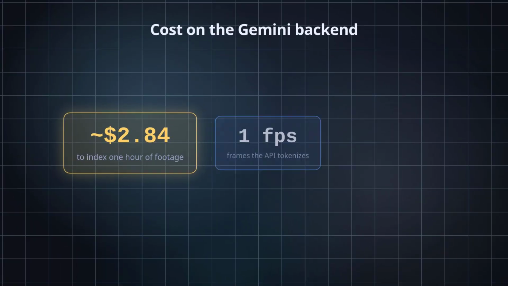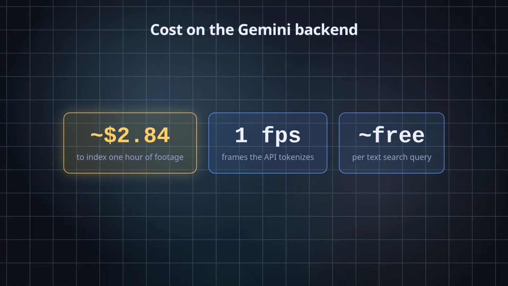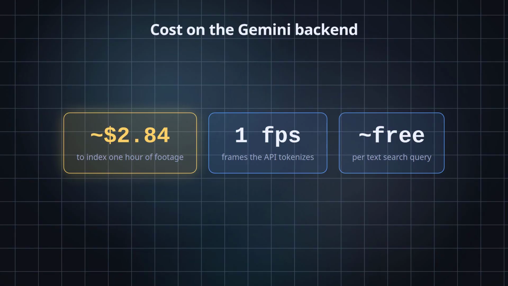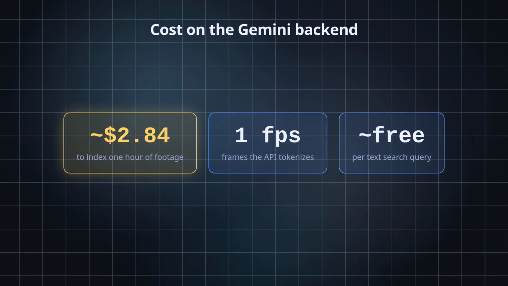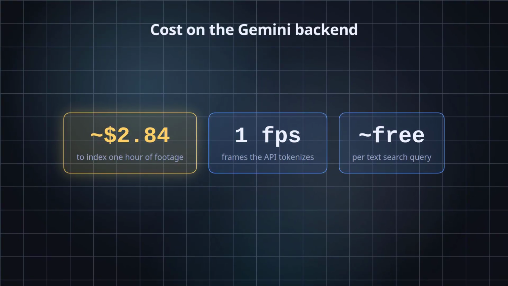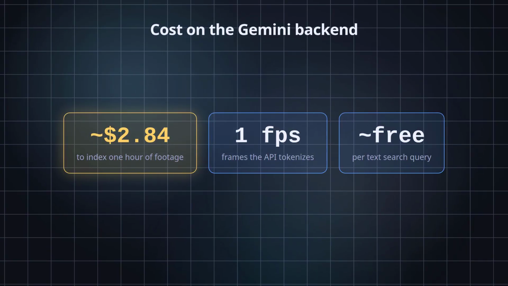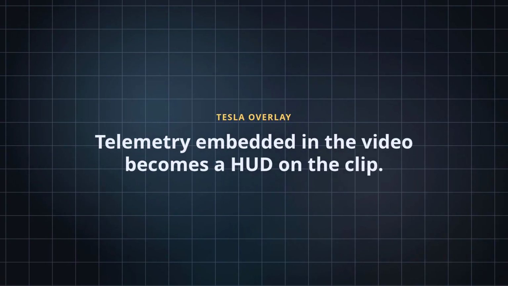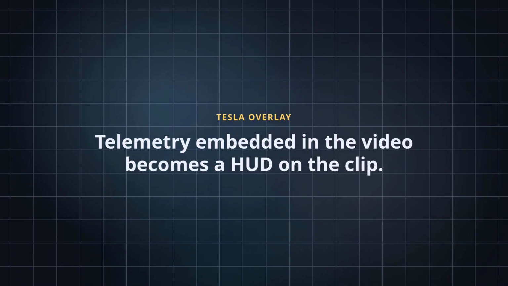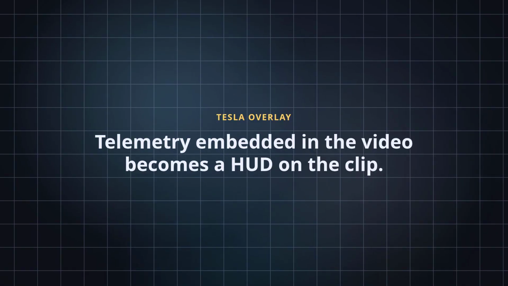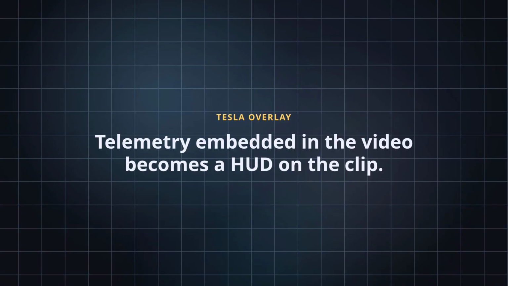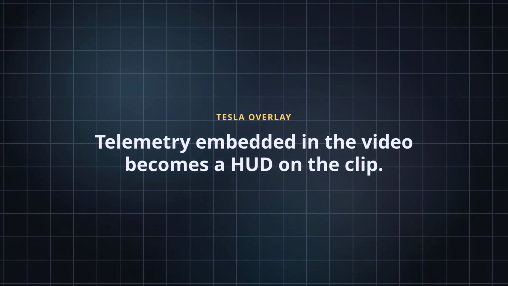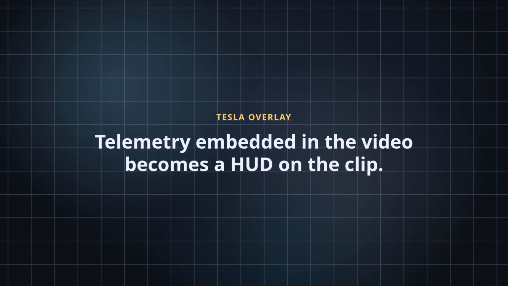On the Gemini backend, the numbers are concrete. Indexing an hour of footage runs about $2.84 since the API tokenizes 1 frame per second. Search queries are just text, so they are essentially free. There's also a Tesla-specific touch. Speed and GPS are embedded inside the dashcam files, and the overlay module reads that telemetry and burns a heads-up display, speed, time, and reverse geocoded location onto the trimmed clip.